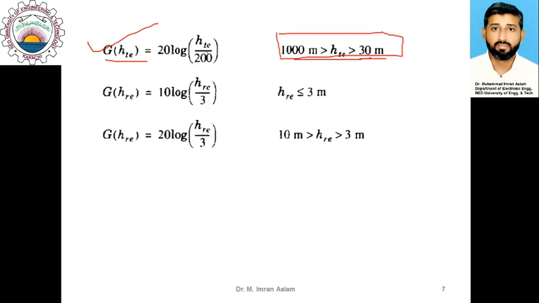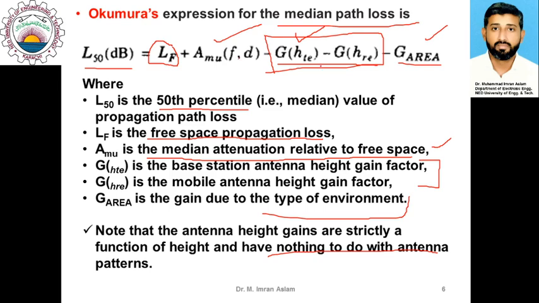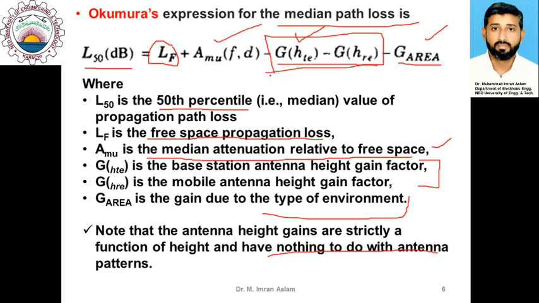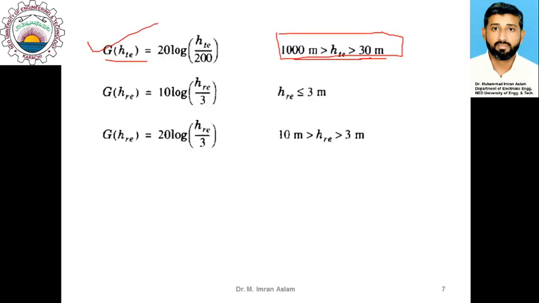You can see that if I substitute HTE to be equal to 200, this 200 upon 200 would be 1, and log of 1 is equal to 0. In that case there is no correction factor needed. This term goes to 0 when you have base station antenna height of 200, which is evident from this assumption that we have based our model on the reference point of 200 meters. So this is a correction factor which is related to the base station antenna.